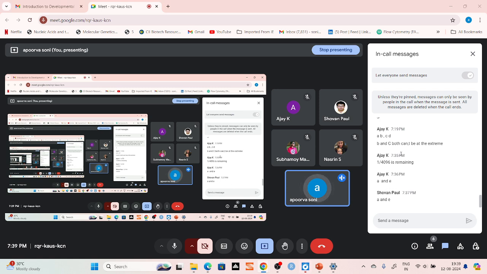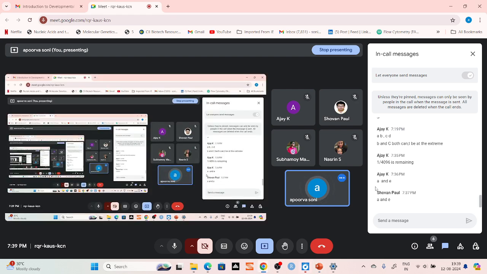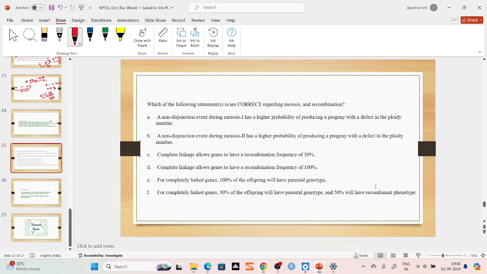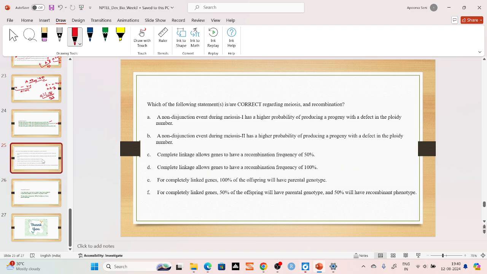Ajay has answered A and E. And Chauvin has also answered A and E. And I think it is correct. Let us see. Yes, so it is correct. The correct answer is A, that is, a non-disjunction event during meiosis 1 has a higher probability of producing a progeny with a defect in the ploidy number, and for completely linked genes 100% of the offspring will have parental genotype.